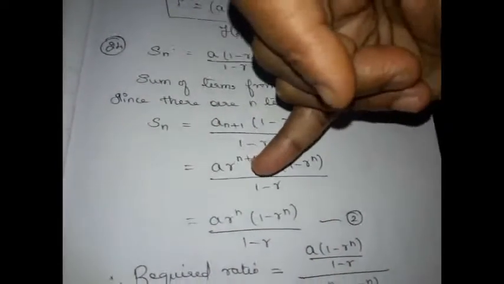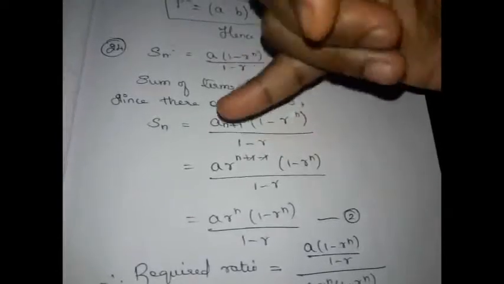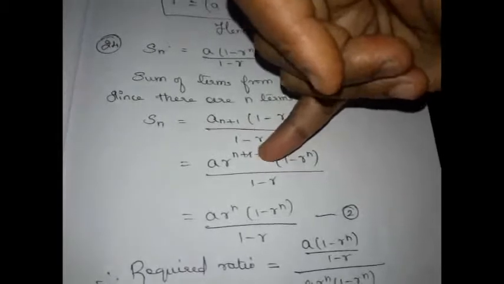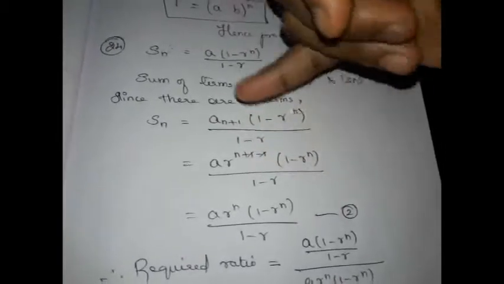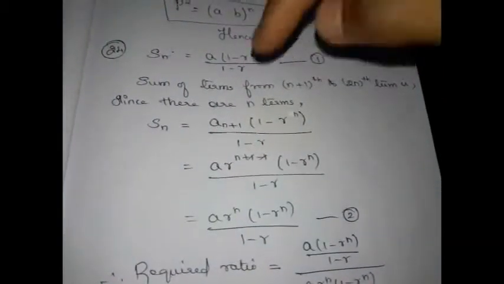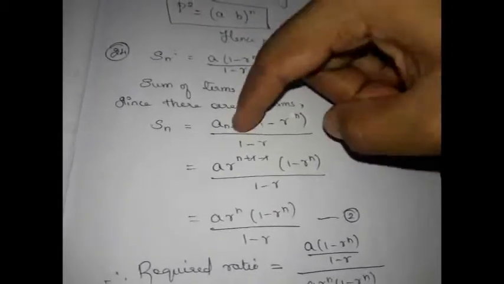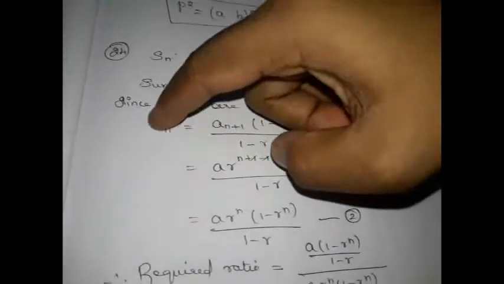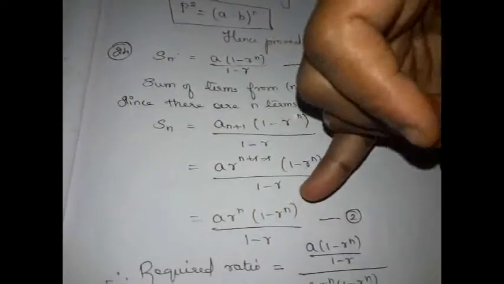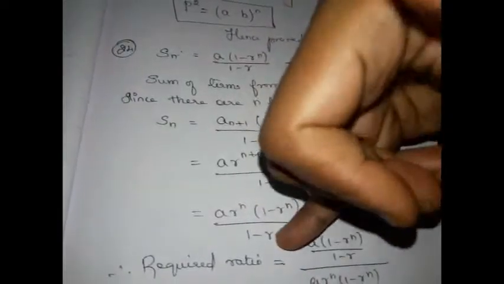But what is a_n? a_n is a into r power n minus 1. So a into r power, here n is n+1, minus 1. Right? Don't get confused with this term and this term. Here a denotes the first term. The first term of the second sequence is a_(n+1). Here n denotes the number of terms, right? So we got a r power n into 1 minus r power n divided by 1 minus r.